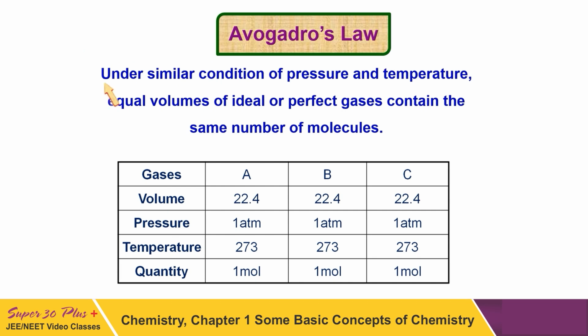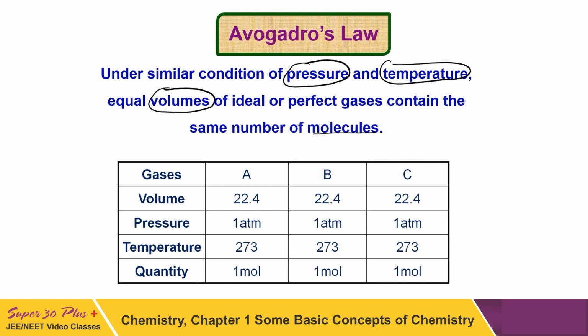And it says, under similar conditions of pressure, temperature, and volume, for an ideal or perfect gas, they contain the same number of moles and they also contain the same number of molecules. So under the same conditions of pressure, temperature and volume, let me tell you one more time, if the pressure, temperature and volume remain constant, then the number of molecules will also remain the same.